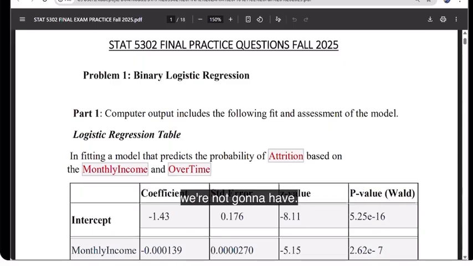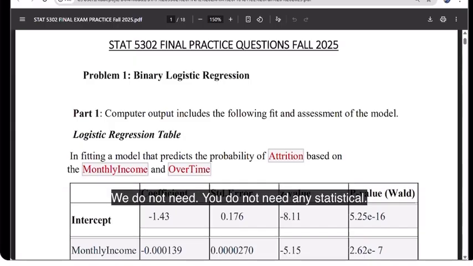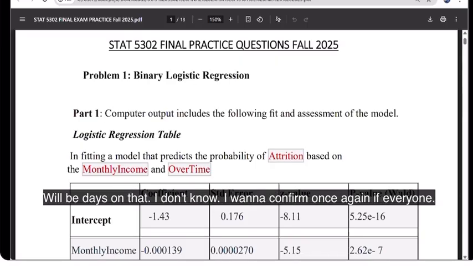Let me also say this: we're not going to use Haro software for the final. Like I said, you do not need any statistical software at all. I'm going to provide Haro output, and the question will be based on that.